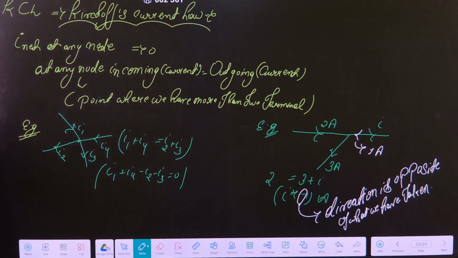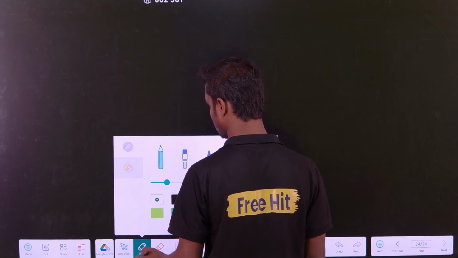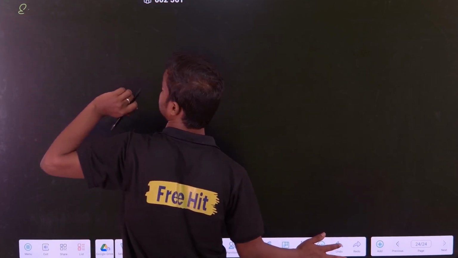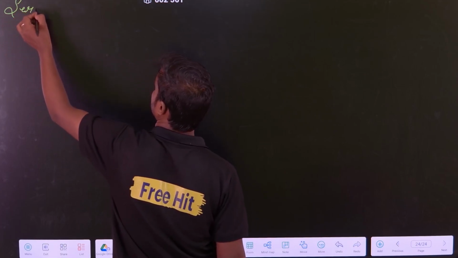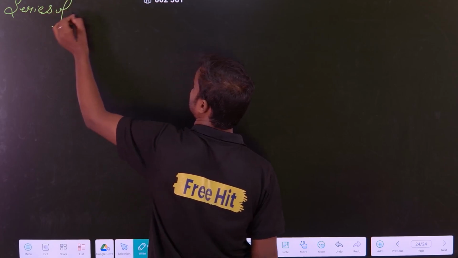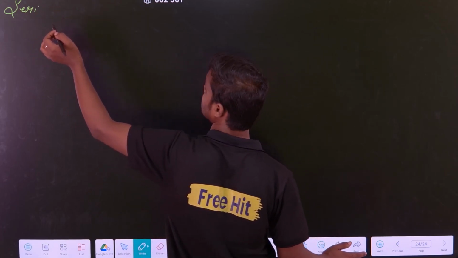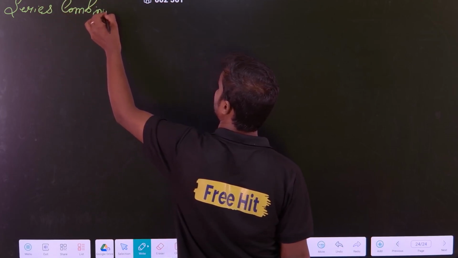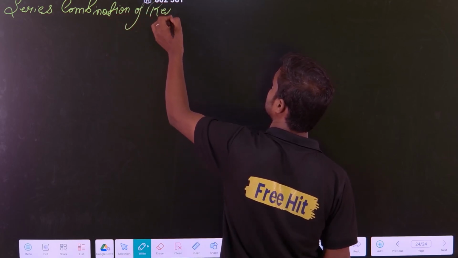Clear? Okay. So we will solve a lot of questions. In this class we are covering small concepts. Now the next small concept is, first, series combination of resistance.